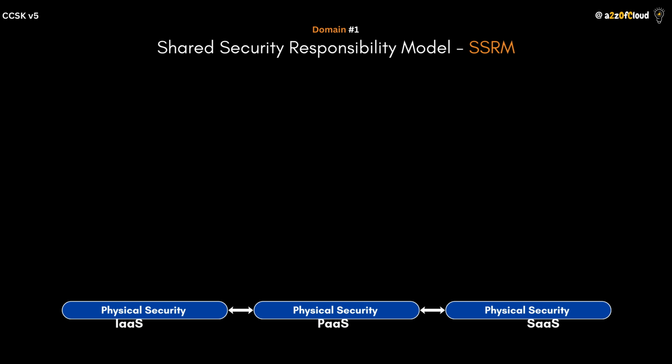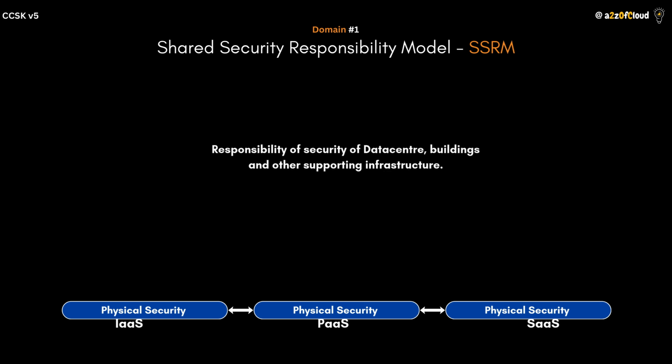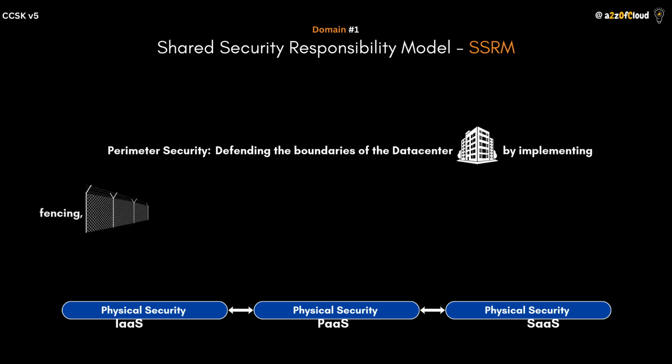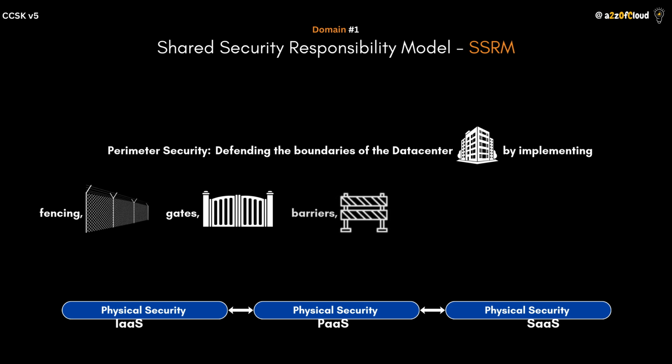Let's look into who is responsible for what at the different layers in the cloud service model in detail. Physical security layer. This layer defines the responsibility of physical security of data center, buildings, and other supporting infrastructure. Some of the aspects of physical security are perimeter security, defending the external boundaries of the data center by implementing fencing, gates, barriers, and restricted vehicle access.